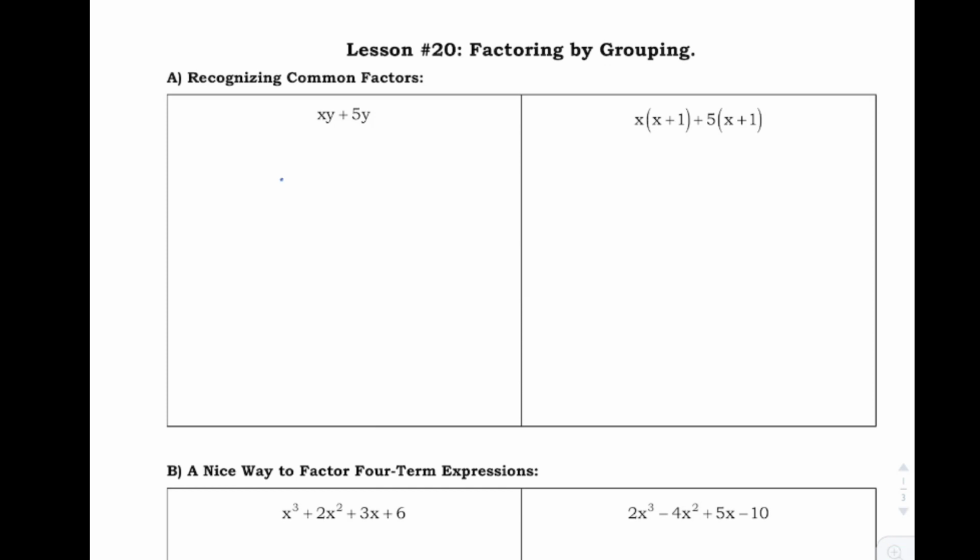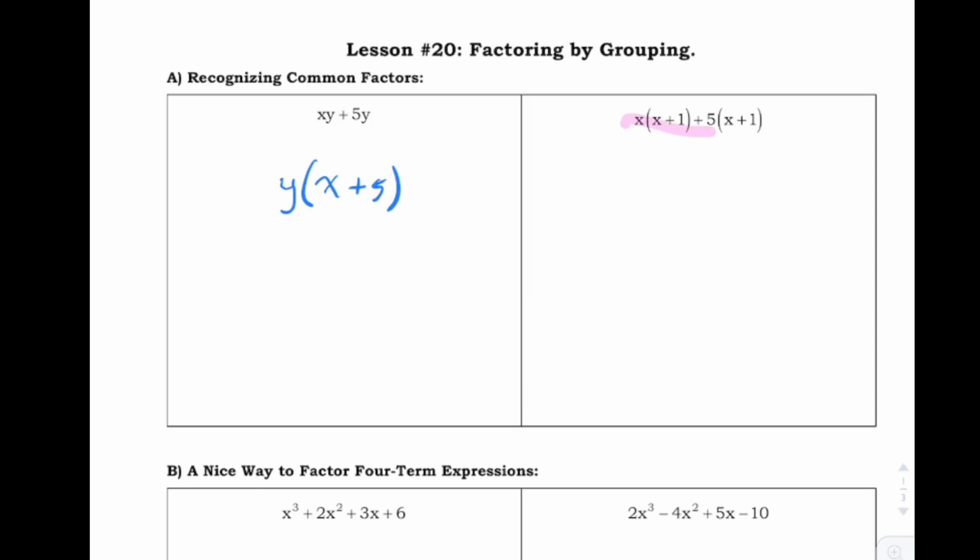And so you say, well, I can basically undistribute. I can pull the y to the front, leaving me with x plus 5. Because if I distribute, I'd have yx, which of course is the same as xy, and then I'd have plus 5y. So it works like a charm. You just pull that y out to the front.